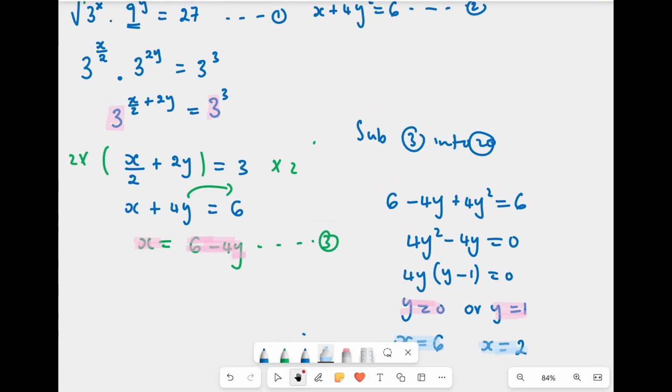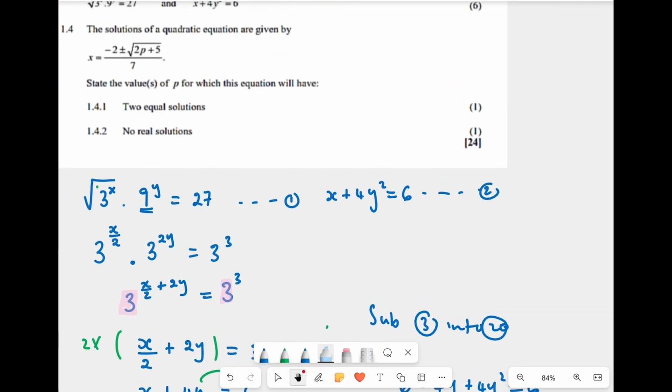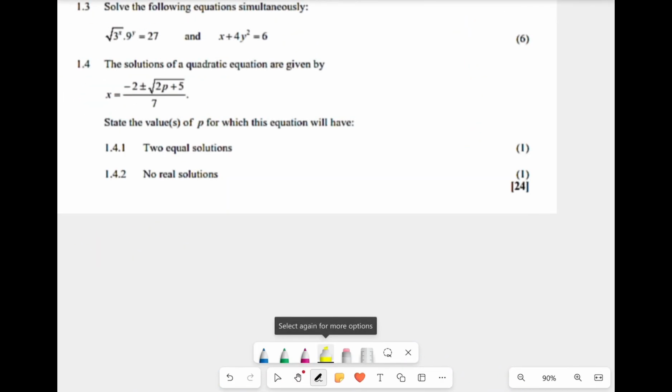So let me move to 1.4. We are given the solution of the quadratic equation. So here is the solution. The first question, we are required to state the values of p for which the equation will have 2 equal solutions. If they say solutions are equal, that means we have 2 equal roots. So if roots are equal, that means the discriminant, whatever is under the square root, is equal to 0.